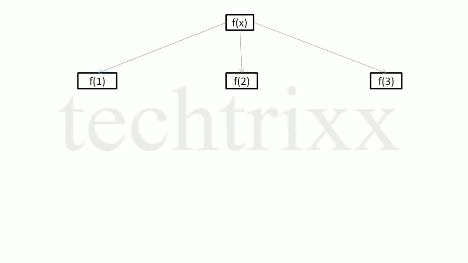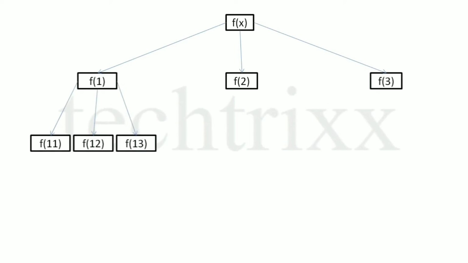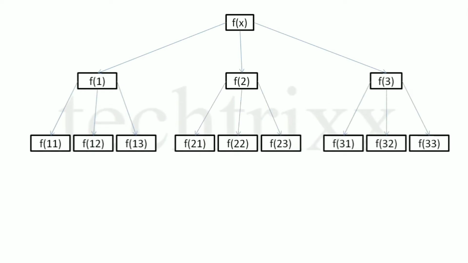Let us consider we have a function f of x. At first, it calls itself thrice, that is f1, f2, and f3. Again, f1 calls thrice, f2 calls thrice, and f3 calls thrice, the same function. So far in recursion, we have seen that a function calls itself only once, but here we can see that the function f(x) calls itself thrice at every call. So this is an example of backtracking.